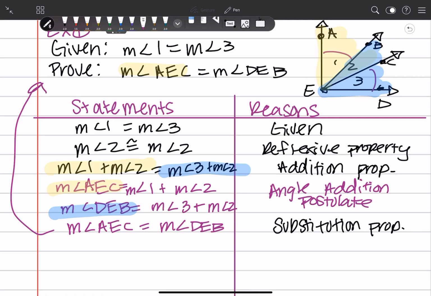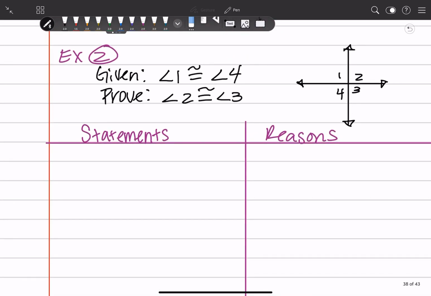By the way, if you did need to say it was asking you to prove that the measure of angle AEC was congruent to the measure of angle DEB, whew, that's a mouthful, then you would say that exact same thing, but you would say the definition of congruence. And that would be your proof that now these two are congruent. But we don't need to do that. Not for this one. All right, so now let's go ahead and do this next one right here.